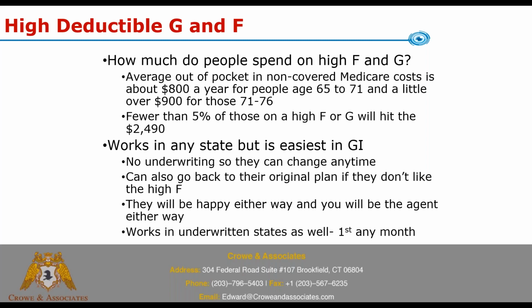So we'll use G. You can go to somebody in Connecticut with a plan G, and say to them, look, here's how high deductible G works, and explain to them that there's very little risk for them, and a lot of upside. Because odds are they're going to save quite a bit of money. And because there's no underwriting in Connecticut, you could say to them, let's try it out. If you don't like it, we can switch you back. We're in a guaranteed issue state.